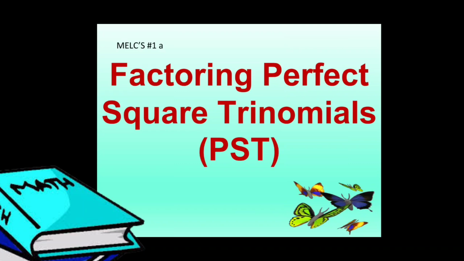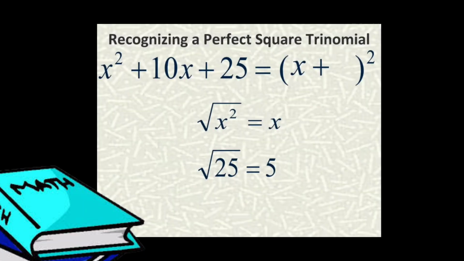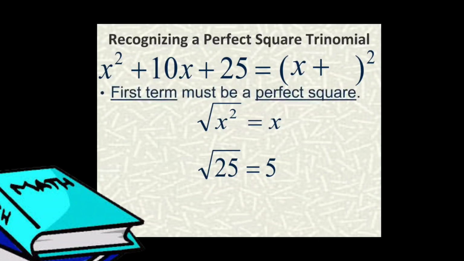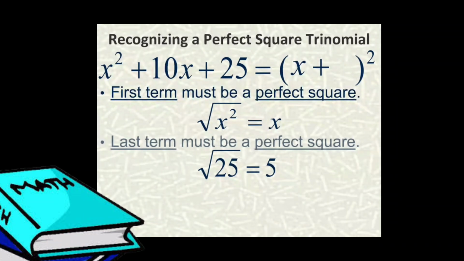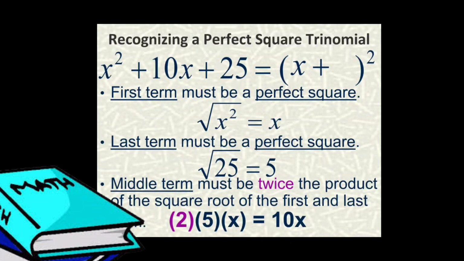Factoring perfect square trinomials. Before you can factor a perfect square trinomial, you have to learn to recognize it. So for our first example, x squared plus 10x plus 25. The first term must be a perfect square. So the square root of x squared is equal to x. The last term must be a perfect square. The square root of 25 is equal to 5. And the middle term must be twice the product of the square roots of the first and the last term. So 5 times x, we need to multiply it by 2, and that's 10x. So the answer is (x plus 5) squared.